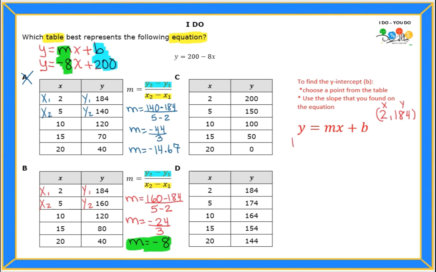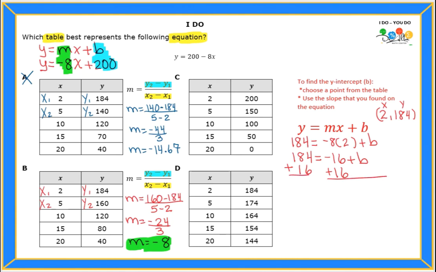So what I'm going to do next is replace those in my equation. So y is 184. m, we found it earlier, is negative 8. x is 2. And the b, I still do not have an answer. That's what I'm looking for. So I'm going to continue with my equation. Negative 8 times 2 is negative 16 plus b. I need to leave b by itself, so I need to get rid of the negative 16. And the opposite of a negative 16 is a positive 16.